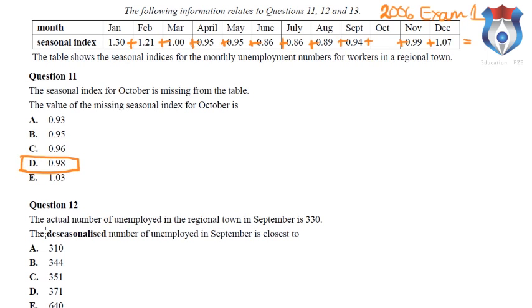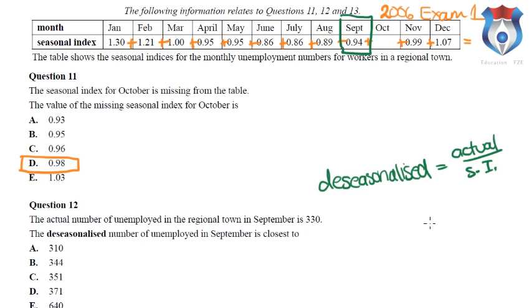The next question said the actual number of unemployed in the regional town in September is 330. So here's September, we're talking about this time period here. The deseasonalized number of unemployed in September is closest to. Okay, so remember our formula: deseasonalized equals the actual divided by the seasonal index. So here we know that the actual is 330, and we know the seasonal index for September is 0.94. So whack that into your calculator and you'll get 351. So the answer is C.